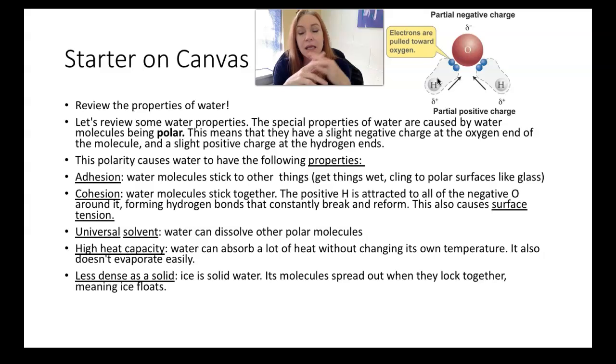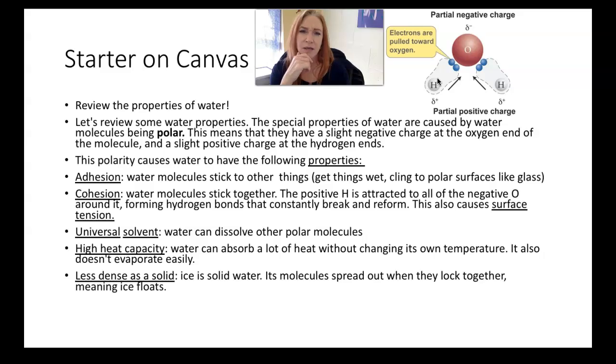So in a quantity of water, all of the hydrogens in that water are also attracted to the other oxygens in the other molecules of water around it. And they form what's called hydrogen bonds. And those hydrogen bonds are very fluid and breakable, and they reform. And this is what creates the special properties of water, including adhesion, cohesion, universal solvent, high heat capacity, and makes water less dense as a solid. Ice floats.